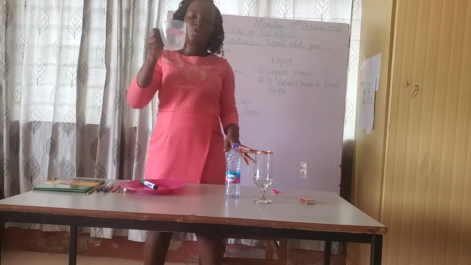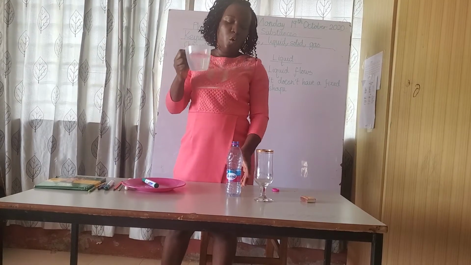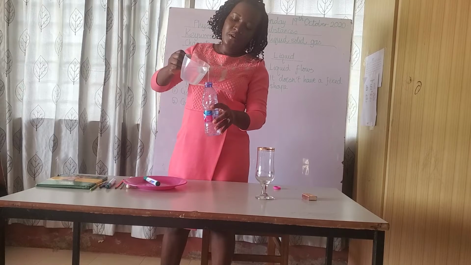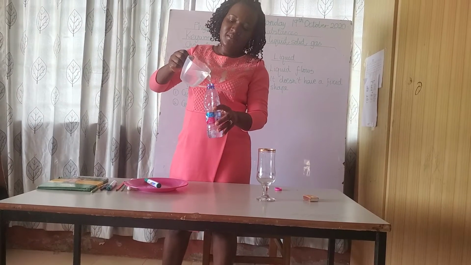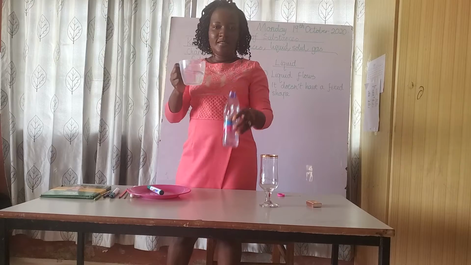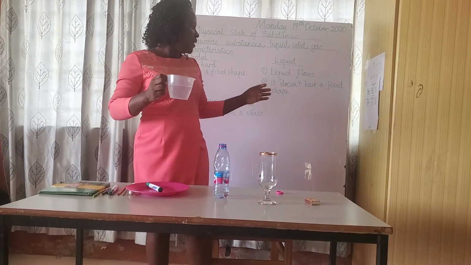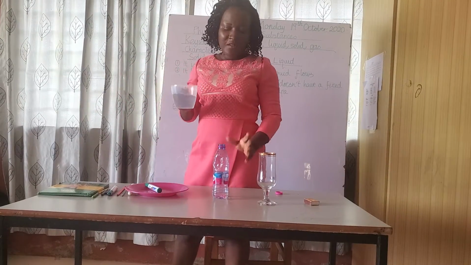Now we have written here that liquid flows. Let's demonstrate. Let us see whether the water we have here will flow or not. So I'm pouring it. You can see clearly that it is flowing, isn't it? Like the way the tap flows in your kitchen. Now liquid doesn't have a fixed shape.